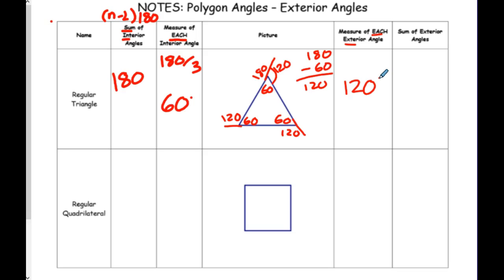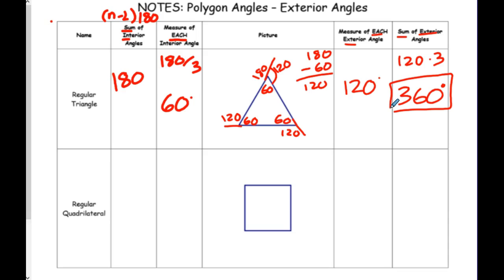So if each one's 120 and there's 3 of them, I want to find the sum of the exterior. So 120 times 3, okay, so 120 times the number of sides 3, what's 120 times 3? 360. Okay, so the 3 exterior angles of a triangle add up to 360, okay? So, next one, quadrilateral, okay?